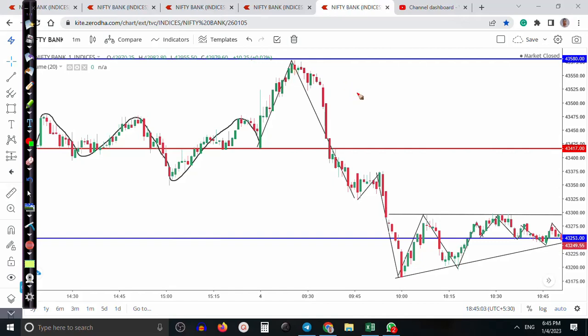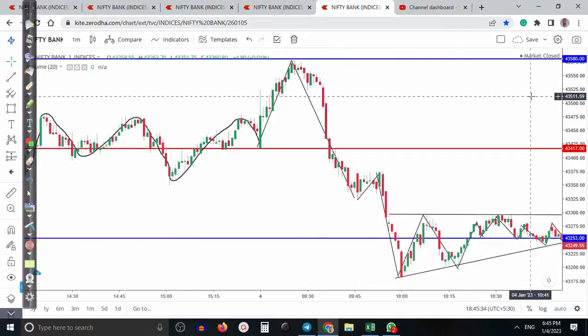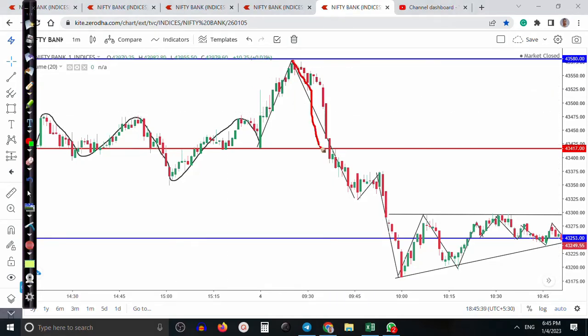What I told, we will trade according to the price action method. There is no price action method here. It's just a single wave. We need this type of wave, and after that we need a pullback, but there is no pullback wave. Here I can see 43580, 0.5 standard deviation. Have you seen? It exactly hit that level, and after that price dropped drastically.